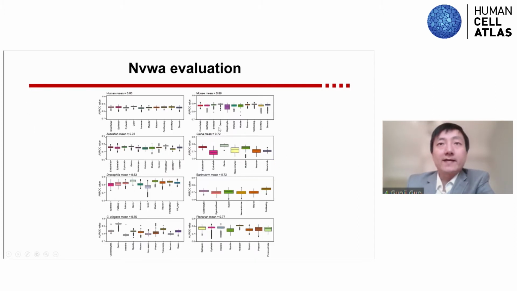The funny thing is that for all of the species, the germ cells always have the best prediction rate. Perhaps it's less dependent on epigenetic regulation and more dependent on transcriptional regulation. That can be one possibility.